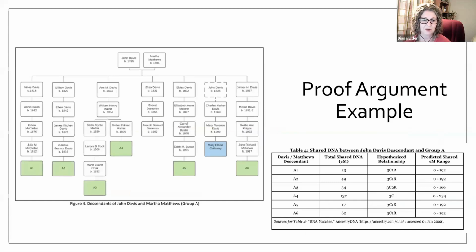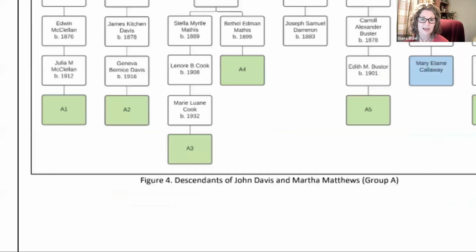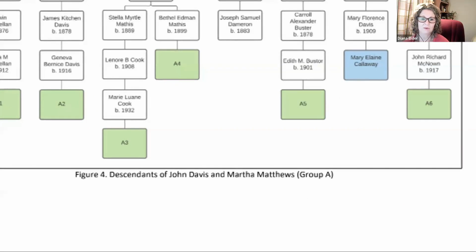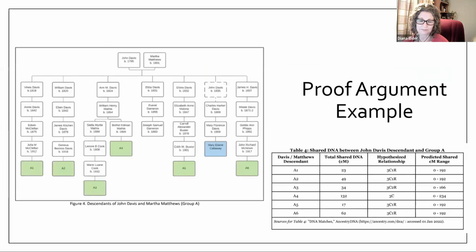And in this one, we used letters. So we used A1, A2, A3, A4, A5. And the reason why is because this project involves several groups of DNA matches, several different clusters coming down. And so we used A to designate an A group.